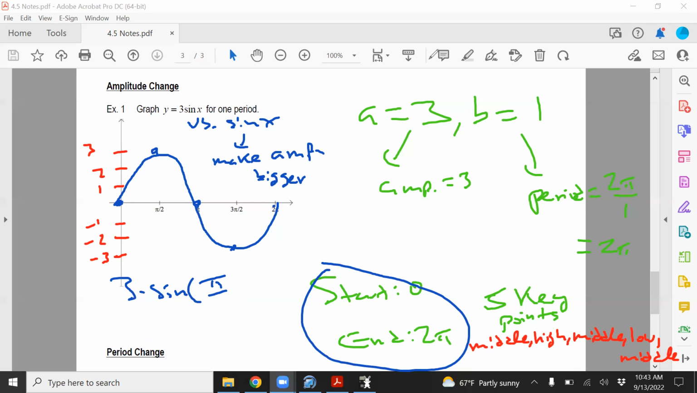Or what if I were to plug in pi? Sine of pi, if you look at the unit circle, is 0. Sine of pi is 0. This is why I spent so much time on the unit circle in the previous unit, to get ready for this. So you get 0. So the y coordinate should be 0 there, right? And so forth.